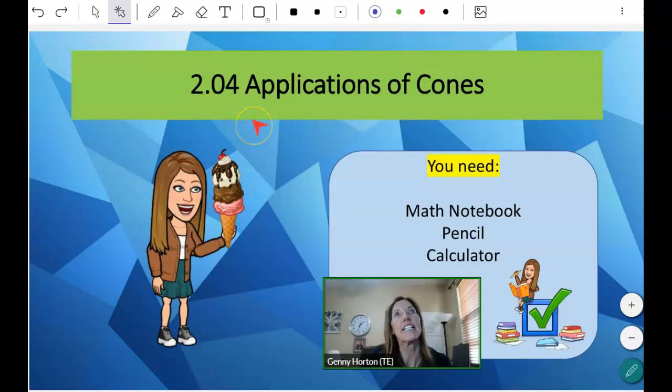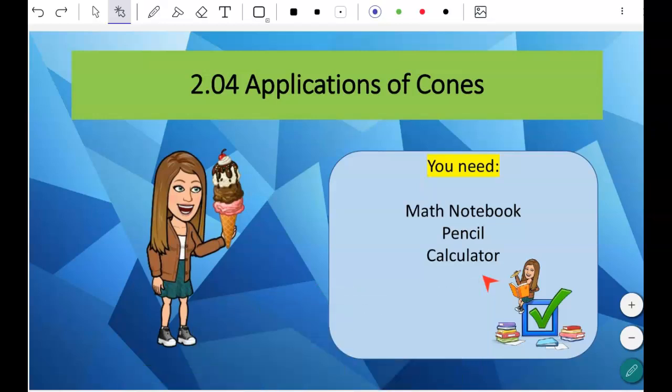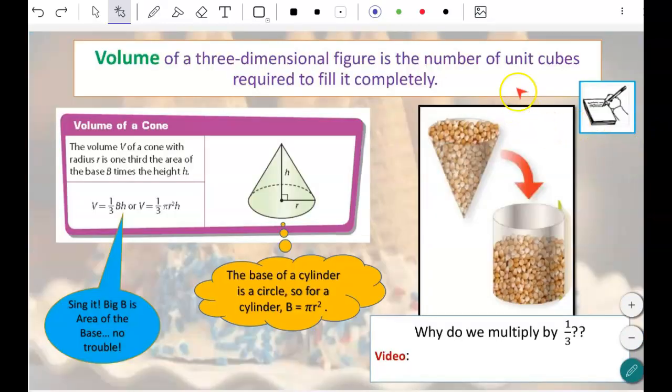Today's lesson is 2.04 Applications of Cones. You'll need your math notebook, your pencil, your calculator. Again, please make sure you are taking notes and working out these problems as we go through them in the video.